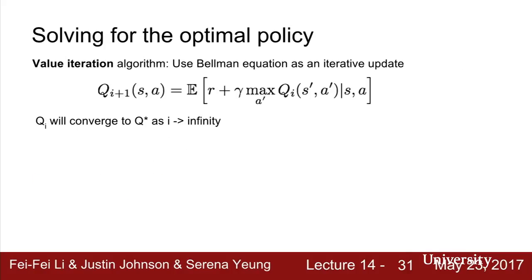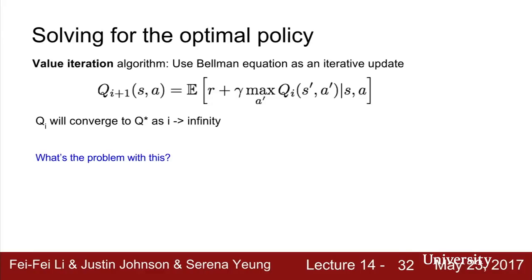Okay, so how can we solve for this optimal policy? One way is something called the value iteration algorithm, where we use this Bellman equation as an iterative update. At each step, we refine our approximation of Q* by trying to enforce the Bellman equation. Under some mathematical conditions, we also know that this sequence Q_i of our Q functions will converge to our optimal Q* as i approaches infinity.